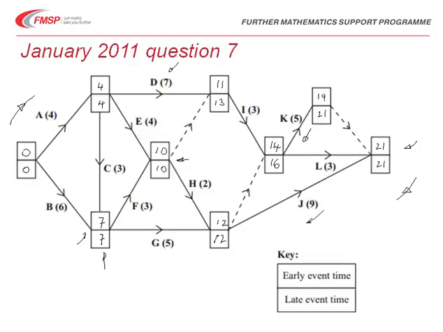So in total there were 4 marks available for that part of it: an M1 and an A1 mark. The M1 for getting increasing values going from left to right, and the A1 for getting the early event times completely correct. And similarly working backwards, M1 and A1.